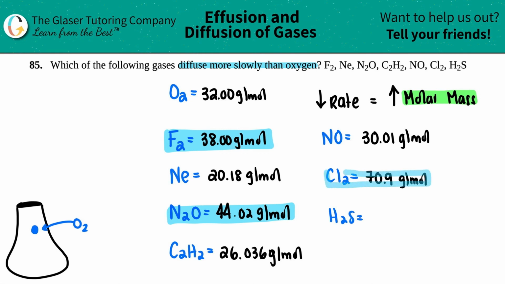So there we go with that. And then finally, H2S, I get 32.06 plus 2 times 1.008, and I get 34.076 grams per mole. So it just beats it. So it will diffuse slower. And there you go. So F2, N2O, Cl2, and H2S will all diffuse more slowly than oxygen because they have a higher molar mass.